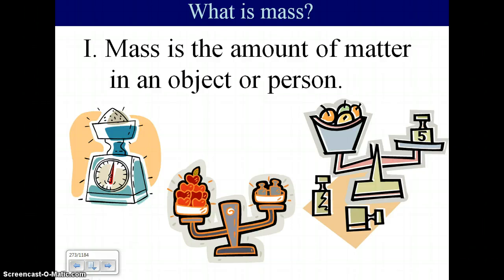Mass and weight are not the same thing, and we learned that weight is the pull of gravity on an object, but on Earth, mass and weight are equal. So another way to describe mass is to say that mass is how much something weighs.